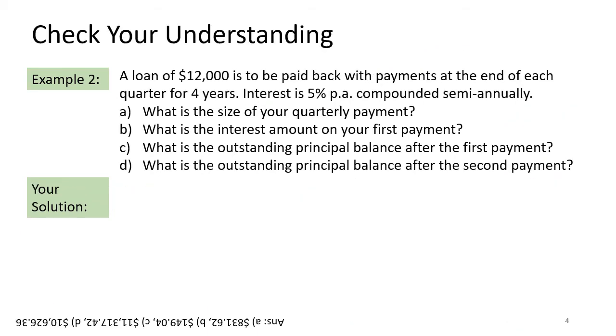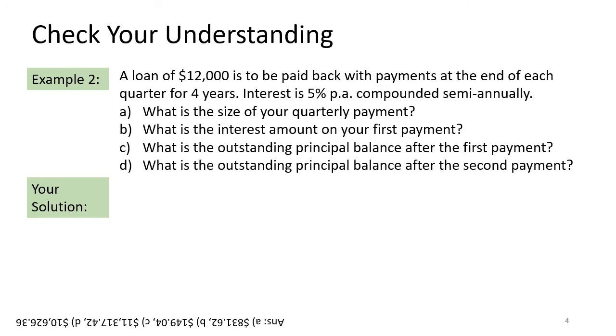Okay, so our second example for general annuities. A loan of $12,000 is to be paid back with payments at the end of each quarter for 4 years. Interest is 5% per annum compounded semi-annually. What is the size of your quarterly payment is part A. Part B is what is the interest amount on your first payment. Part C, what is the outstanding principal balance after the first payment. And part D, what is the outstanding principal balance after the second payment. Okay, so similar to some of the last questions we did in lesson 5.1.